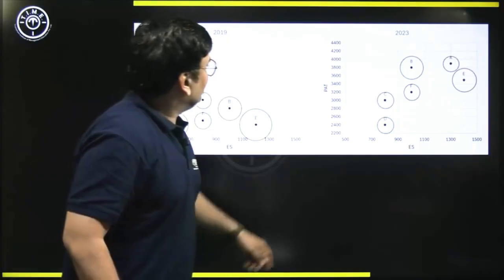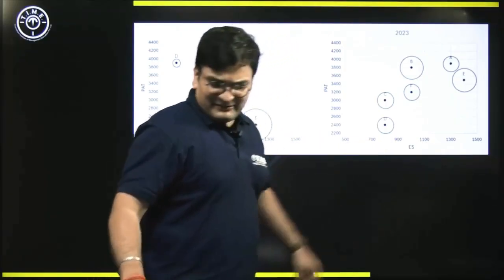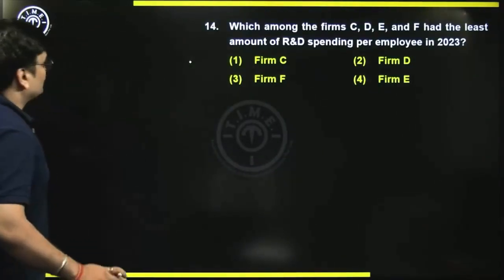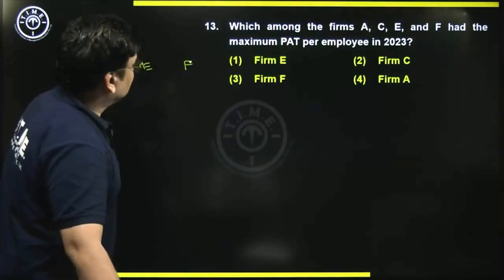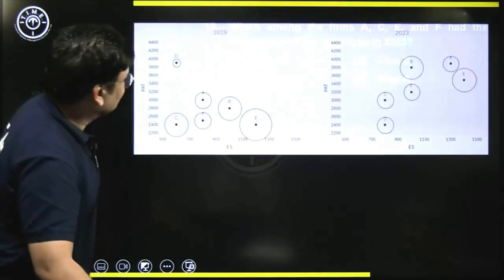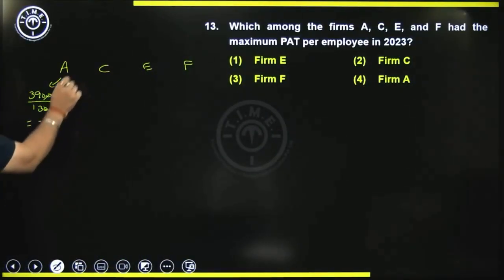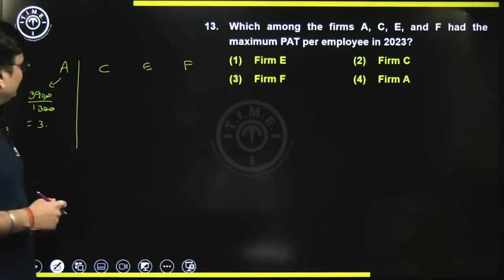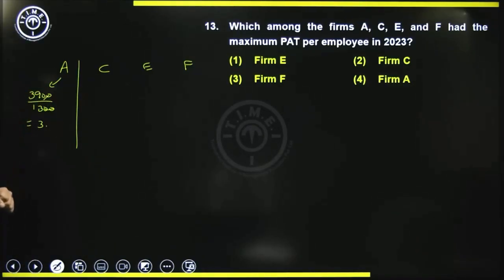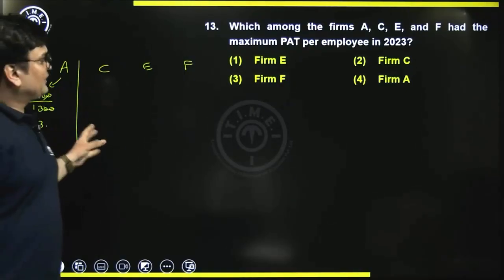Look at A. A, the PAT is 3900, right? Between 38 and 4000. Divided by 1300. So for A, it is 3900 by 1300, if I am not wrong, yes. This is directly cancelling out, it will give me 3. So it is 3 crores per employee, right? Because these are, I think, in crores, the units are crores. Anyways, let us call them as 1300 units by 1300 units. So the required value for A turns out to be 3 units per employee.